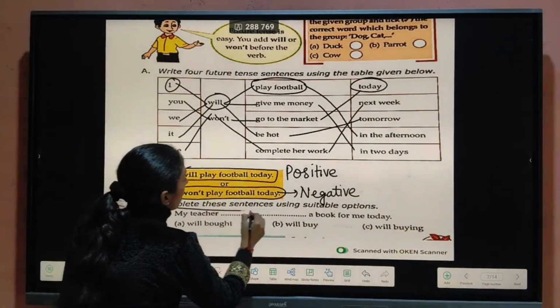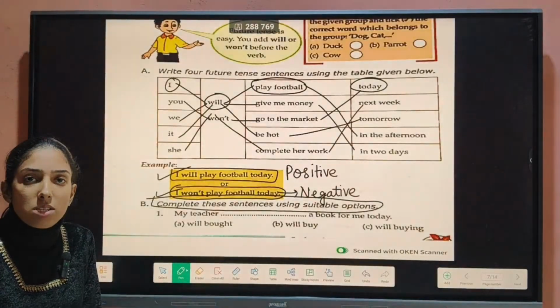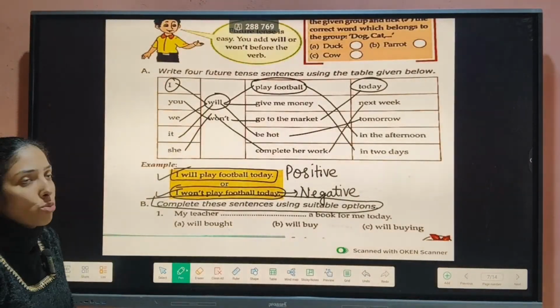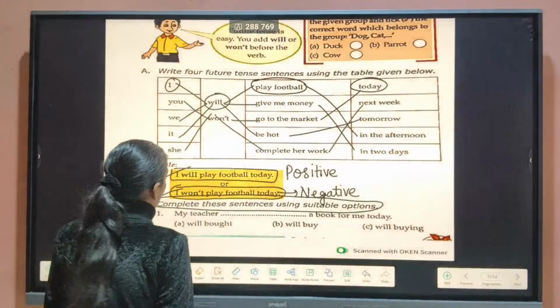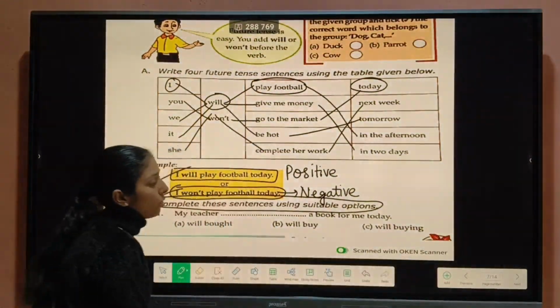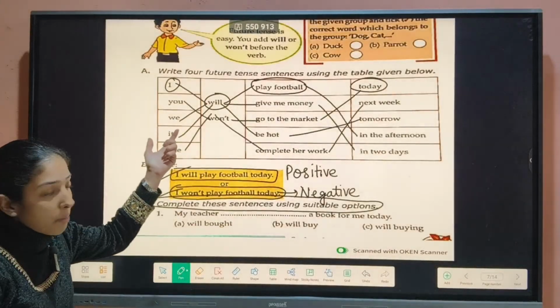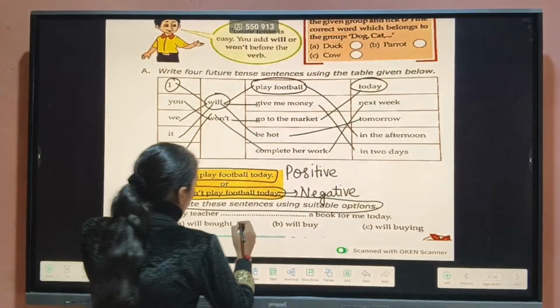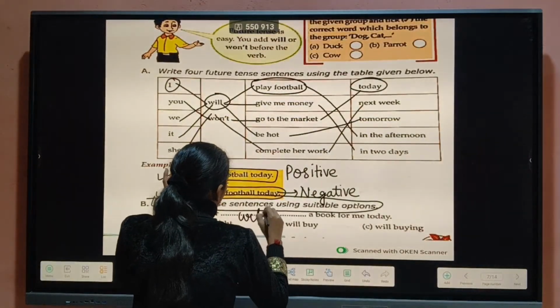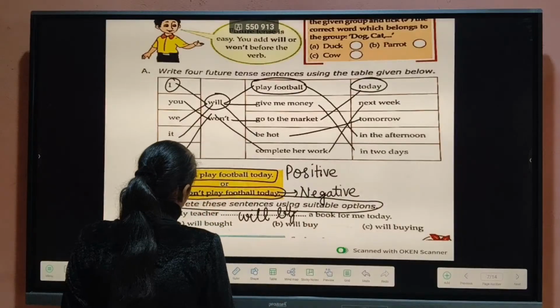Now in B part, complete the sentences using suitable options. 3 options are given and you have to tick the suitable option and write it in the blank. My teacher dash a book for me today. Which tense do you have to fill? Simple future. So what will come here? Will buy. B-U-Y, buy.